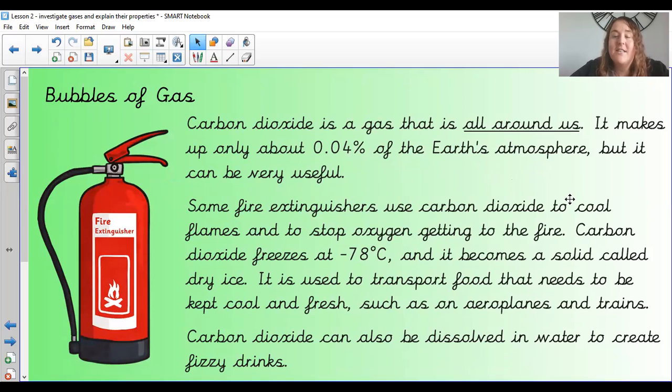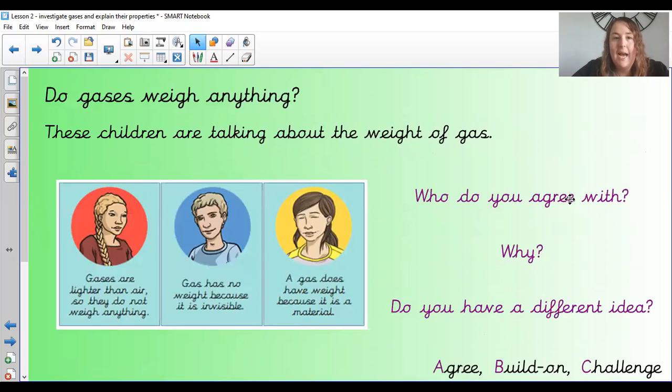Okay, so bubbles of gas. Carbon dioxide is a gas that is all around us. It makes up only 0.04% of the Earth's atmosphere, so that's way less than even 1%, but it can be very useful. Some fire extinguishers use carbon dioxide to cool flames and to stop oxygen getting to the fire. Carbon dioxide freezes at minus 78 degrees Celsius, and it becomes a solid called dry ice. It is used to transport foods that need to be kept cool and fresh, such as on aeroplanes and trains. Carbon dioxide can also be dissolved in water to create fizzy drinks.